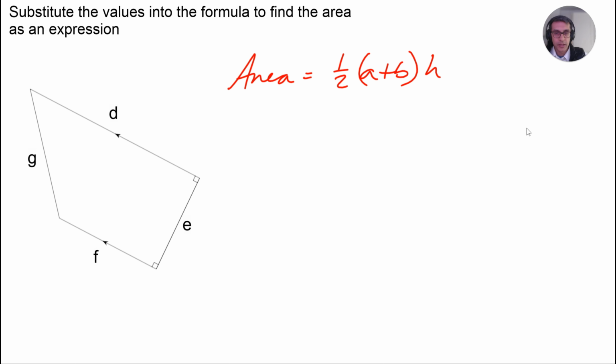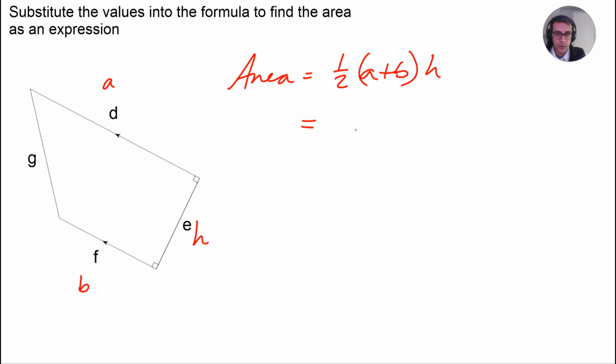Okay, so here's your method. First of all, label the parallel sides so you can see these two are the parallel sides. So D and F are your A and B. The distance between the parallel sides has to be perpendicular, so you can see from that the perpendicular distance is actually E. So that is going to be our H.